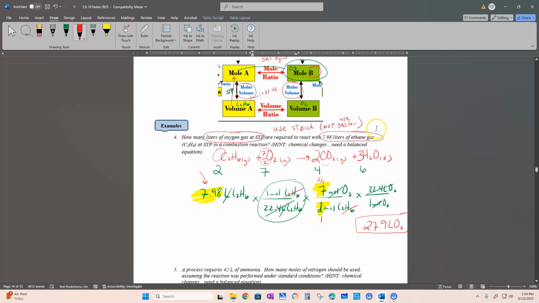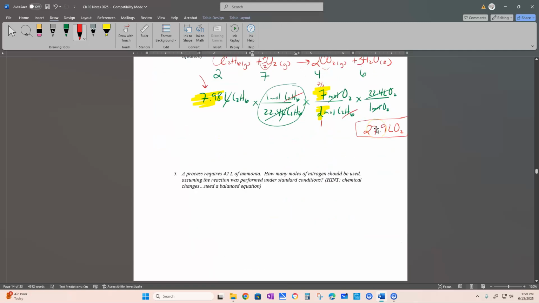Let's do some more so you see the difference. Okay. 42 liters of ammonia. How many moles of nitrogen can be used, assuming under standard conditions? And they just told you right there, standard conditions, STP. Well, how many liters of ammonia, a process requires ammonia, how many moles of nitrogen are needed to react?